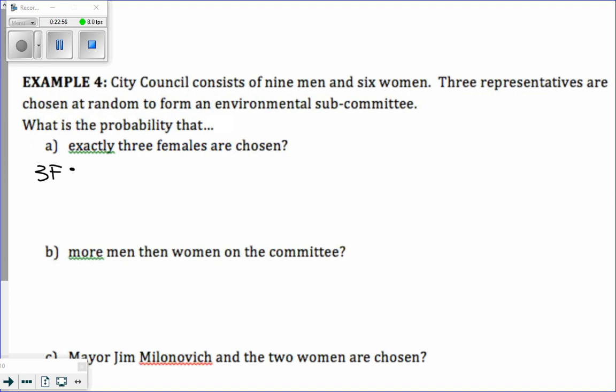So 3 females. How many females do you have to pick from? And how many do you want? 3. Now, because it says probability, in the last unit it would say how many ways can exactly 3 females be chosen? So the answer was just 6 choose 3. Now it's asking what's the probability of 3 women being chosen? So this is all possibilities on the bottom. How many people do you have to pick from? 15. And how many positions are you filling?